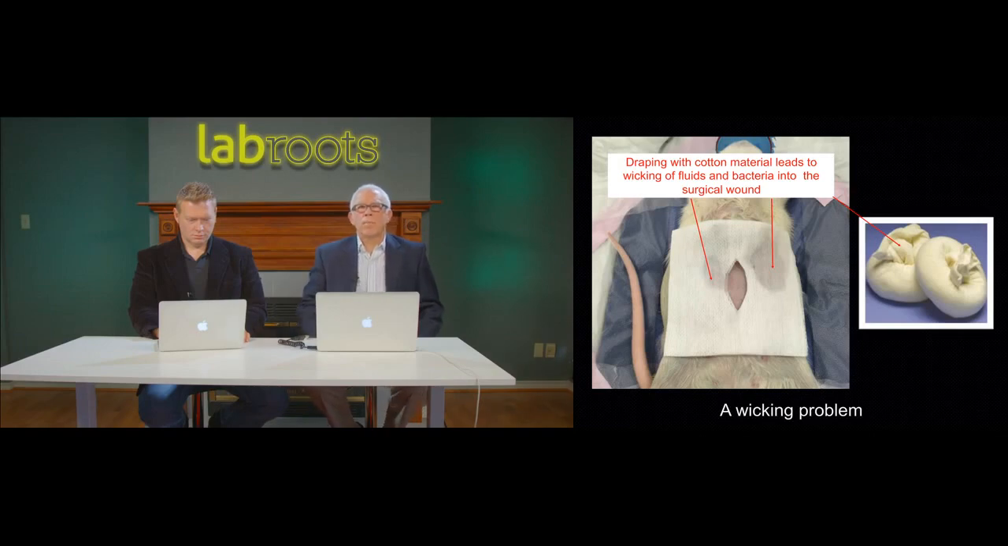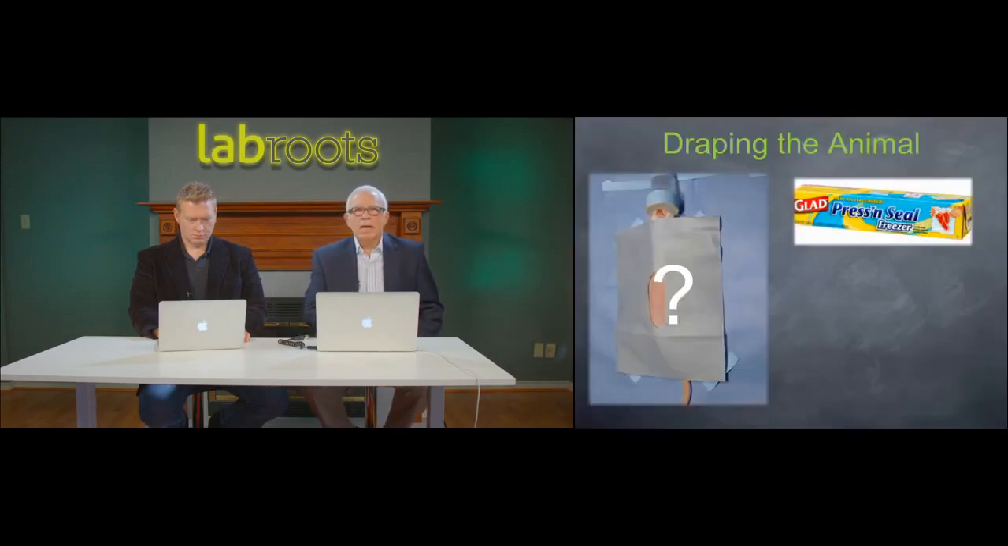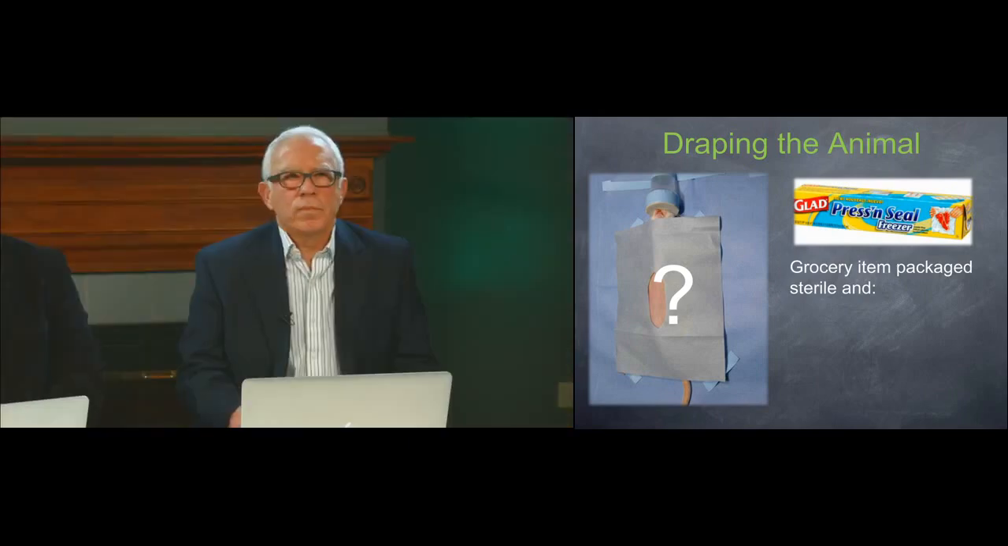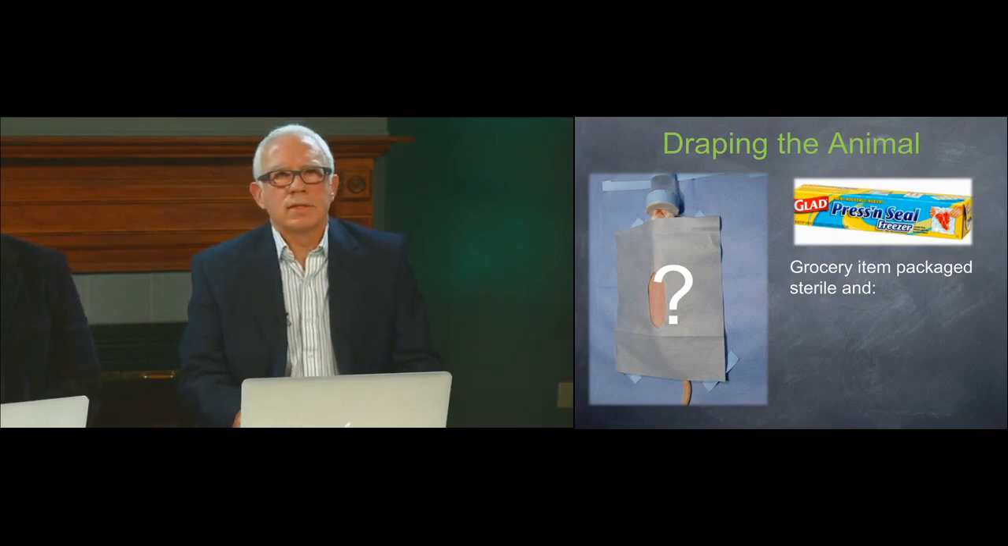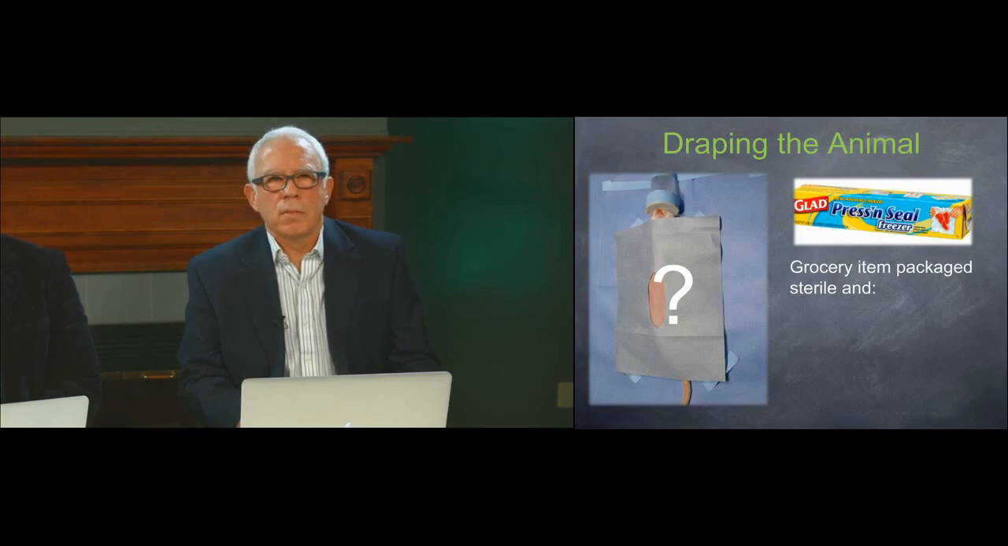So let's talk about press and seal. Okay? So again, press and seal is a grocery item and it's sterile. Now, you think, Marcel, you are out of your mind. How can you use a grocery item as a surgical drape? Well, let's look at it logically first. One is, see the piece of meat right there on the box?